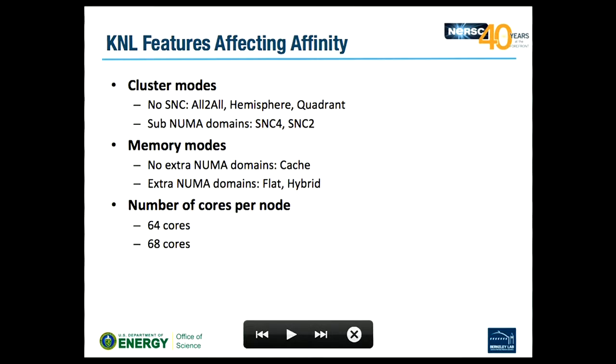So let's list the features that will affect our affinity settings. There are different cluster modes. There's no sub-NUMA domains, and there are cluster modes with several sub-NUMA domains that we need to consider. For memory modes, there's also the cache mode, and hybrid. We also have what we call extra NUMA domains, but with no CPUs. And also the number of cores per node. Some of the parts have 64 cores, some have 68 cores. These are things that will affect our affinity settings.